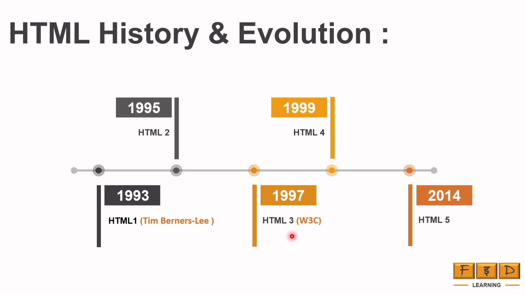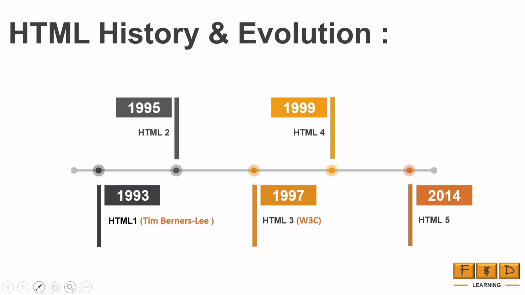Next, HTML3, introduced by the World Wide Web Consortium in 1997, added support for styles, scripts, tables, text flow around images, and more. Next, HTML4, released in 1999, included features such as style sheets, object support, and improved accessibility. And last, HTML5, released in 2014, was a highly successful version that included many new features such as multimedia support, including video and audio, canvas and SVG for graphics, geolocation, mobile support, etc. So this is the history of HTML.